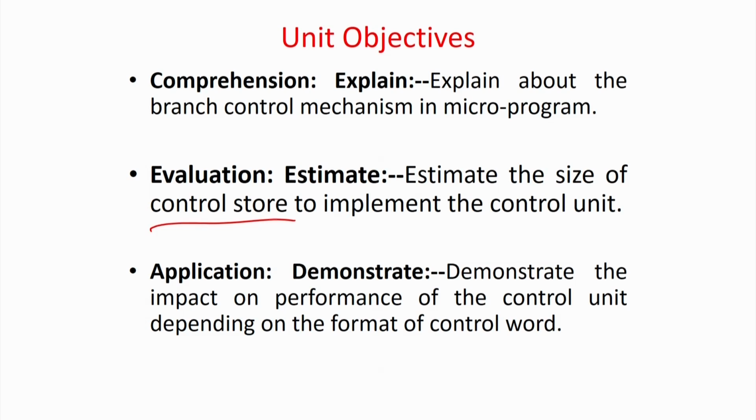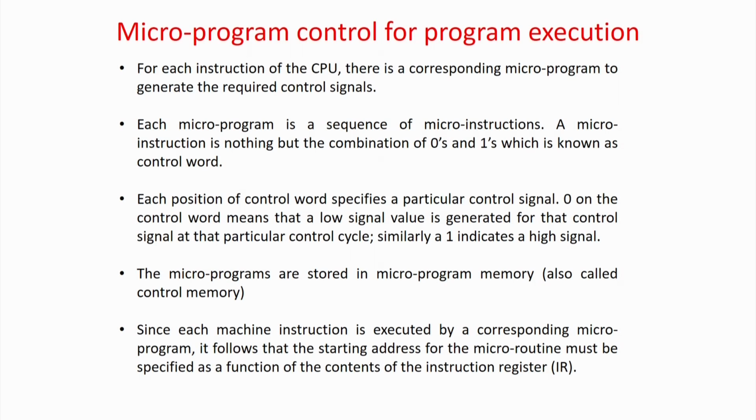And as an application objective, demonstrate the impact on performance of the control word depending on its format. That means performance based on the format of the control word. For example, if you have a very compressed format, the control unit will take more time. If it is a very flat, horizontal format, then it will be very fast. So you will be able to demonstrate the efficiency based on the format of the control word, that is, whether it is full horizontal, vertical or hybrid. So, these are the basic 3 objectives.